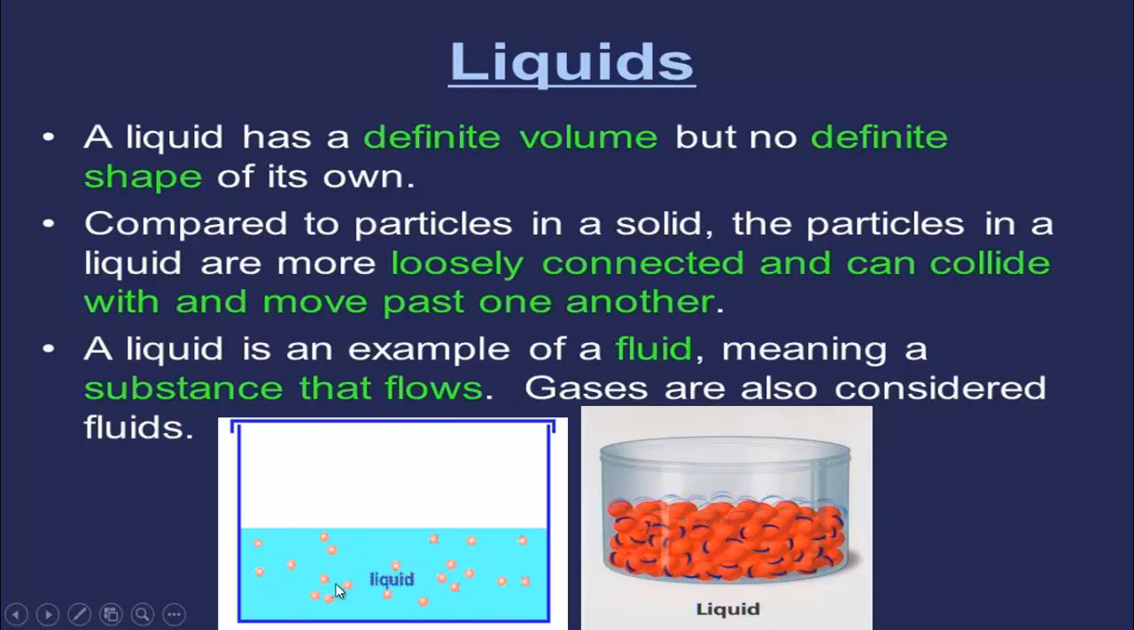How the molecules or atoms of a liquid substance remain inside the liquid substance. Now follow here, a liquid is an example of fluid, meaning a substance that flows. Gases are also considered fluids. That means when a liquid substance flows, that is also called a fluid. So in that sense we can say liquid or gaseous substance is one kind of fluid.